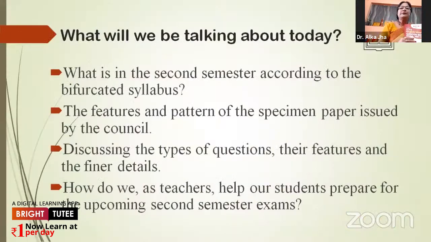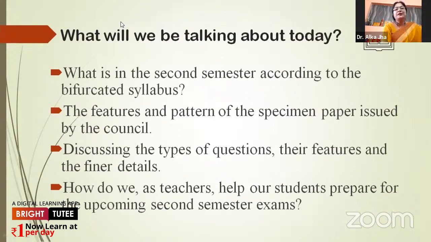What we will be talking about today is what is written here: the second semester according to the bifurcated syllabus, and the features and pattern of the specimen paper issued by the council. We're also going to discuss the types of questions that the children should be expecting, the features of the questions, and of course the finer details that should give them every chance of not losing a single mark and scoring full. Yes, we should make them aim for full marks, absolutely 100%.